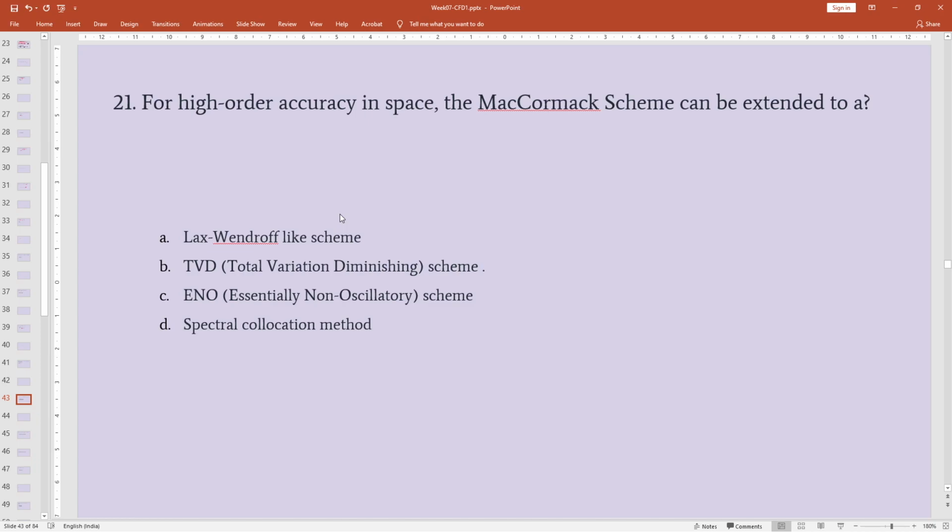Next question. For higher order accuracy in space, the McCormack scheme can be extended up to what? Options are Lax-Wendroff-like scheme. Option B, TVD, that is total variation diminishing scheme. Option C, essentially non-oscillatory scheme, ENO. Option D, spectral collocation methods. Collocation you can read as co-allocation. So spectral collocation, essentially non-oscillatory, total variation diminishing, or Lax-Wendroff scheme.